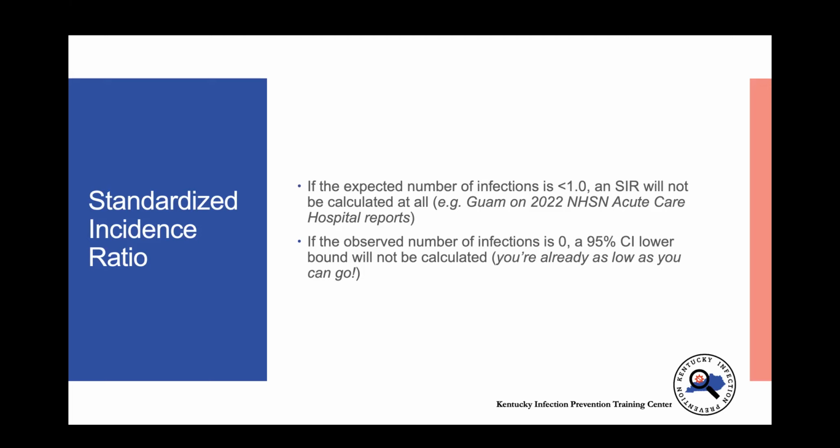If your observed number of infections is 0, then a 95% confidence interval lower bound won't be calculated. That's because you're already as low as you can go. You can't go lower than 0. So you only have an upper bound in that case.